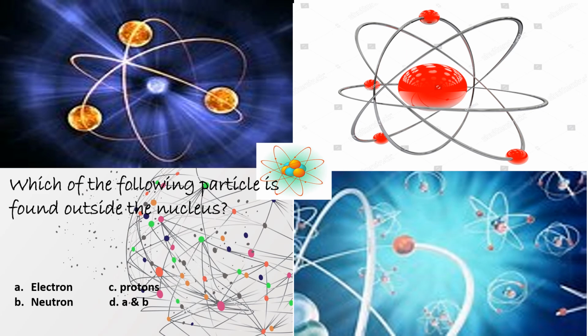To start with our lesson, for those who need a review of the basic structure of an atom, let's start with this question. Which of the following particles is found outside the nucleus? Is it electron, neutron, protons, or a combination of an electron and neutron?